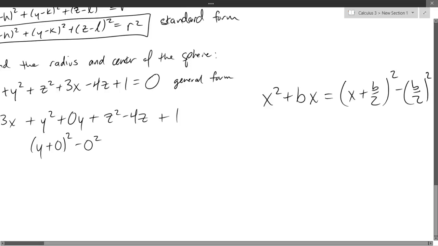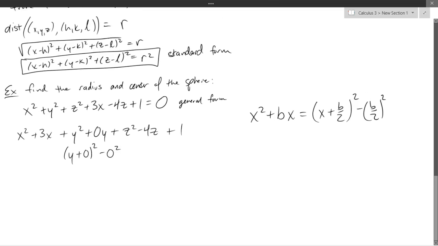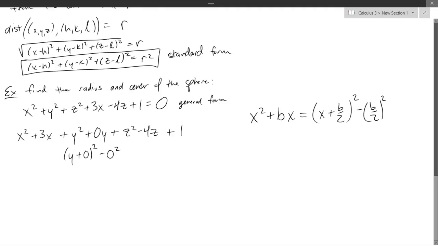You should have seen this completed square a lot of times, so I don't want to go over it again. Go ahead and use that on the x's and the z's, and you should be able to collect your constants and tell me what the radius is. And hopefully it'll be positive. It's very easy to write down a negative radius sphere in general form. So I'll give you a minute on this.